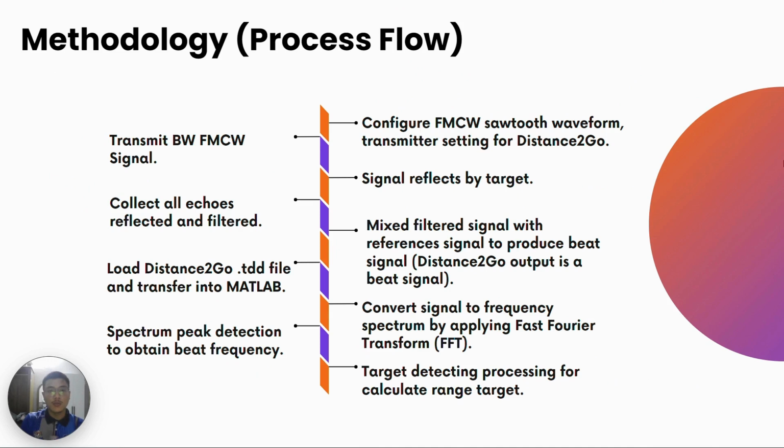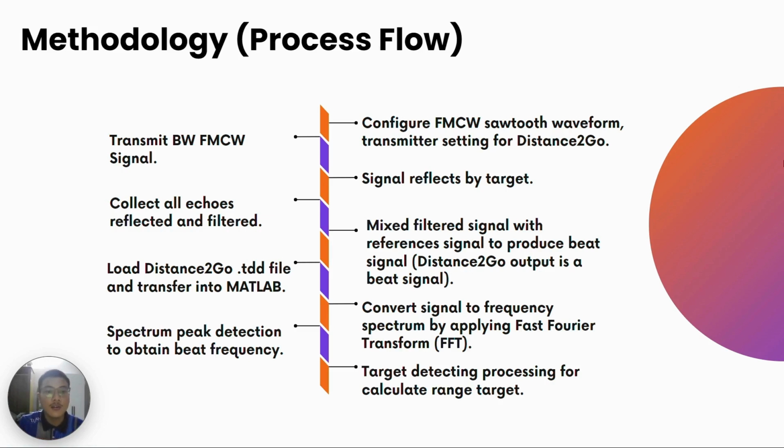So for the methodology, we go to the process flow. The first process is we configure the FMCW waveform transmit setting for the DistanceToGo, which is the radar module that we use. Then it will transmit the bandwidth FMCW signal from the radar station to the floating target, and the signal will be reflected by the floating target. After that, we will receive the signal from the reflected target.